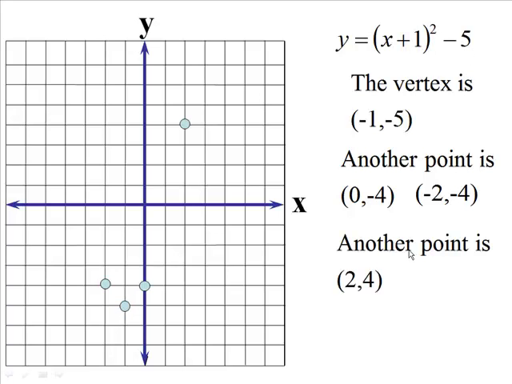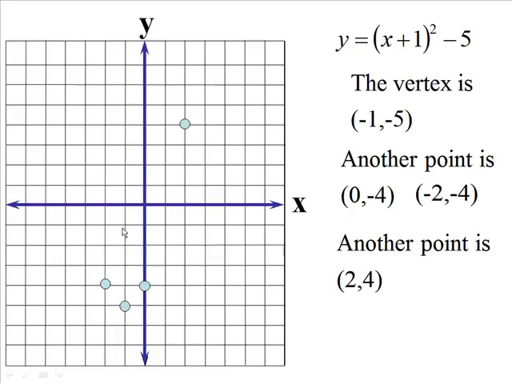Now another good point I found to be 2 to the right and up 4. 1, 2, and up 4. How do I get that? Well, if you put 2 in for the x, you have 2 plus 1. What's 2 plus 1? 3. Square the 3, you get 9, right? So 2 plus 1 is 3. 3 squared is 9. 9 minus 5 is 4. That's where the 4 comes from. Okay, so 2 to the right and up 4.